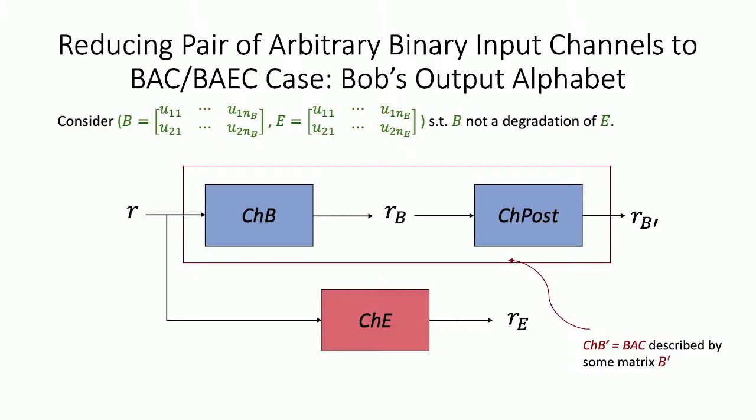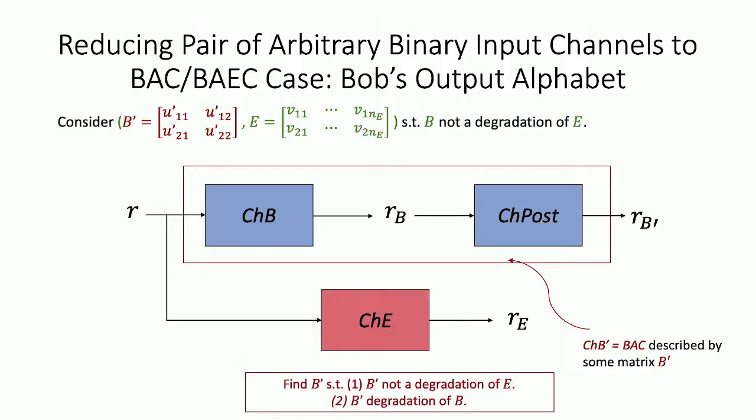Now, if you did this, you would want a couple of properties to hold, or just 2 of them. You'd want to make sure that whatever you post-processed is not such that Eve can also post-process hers in the same manner so that it would eliminate any advantage you had. And on the other hand, it's a post-processing, so it's a degradation of the previous. So effectively, what you want to find is this channel post that turns your effective channel into a BAC, this 2 by 2 matrix, and such that you remain not a degradation of E. Okay. And just observe that if these 2 properties hold, any wiretap code for B prime E is also a wiretap code for BE, just by these 2 properties.